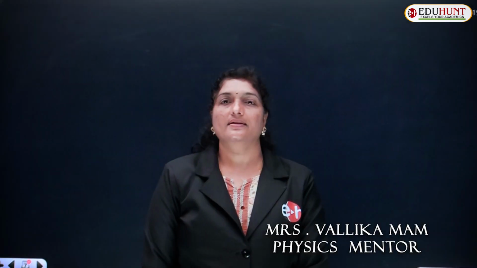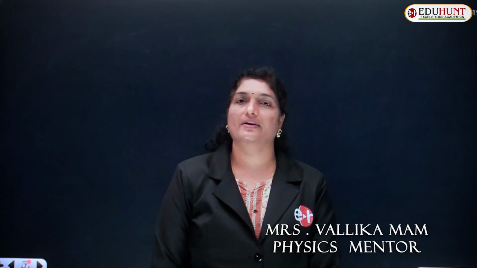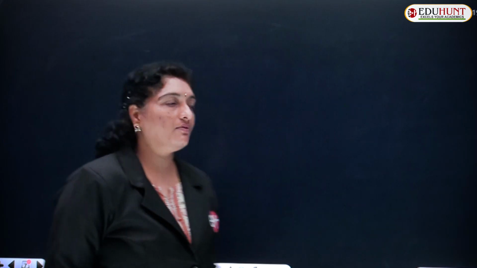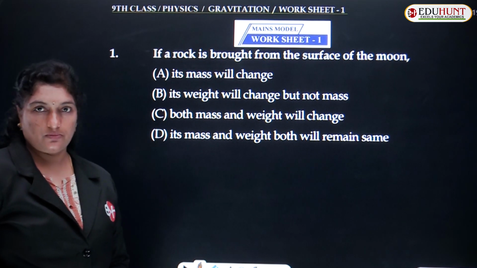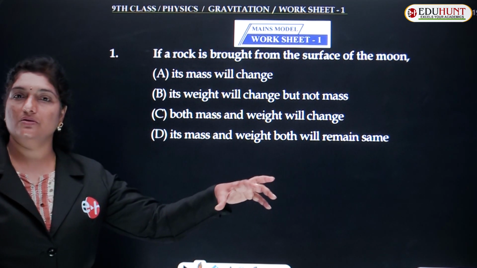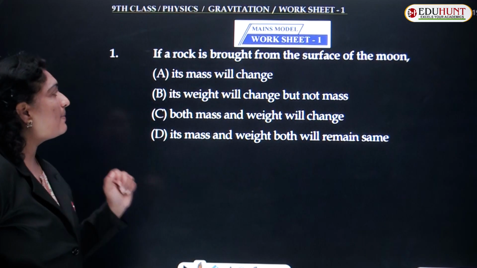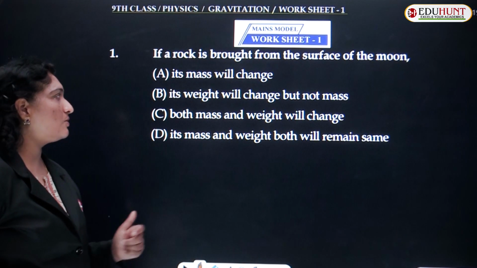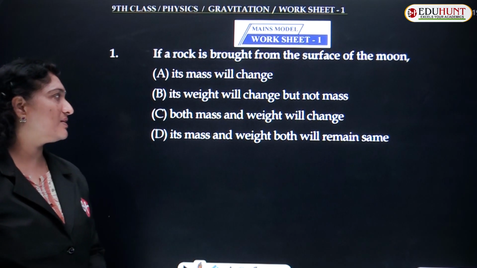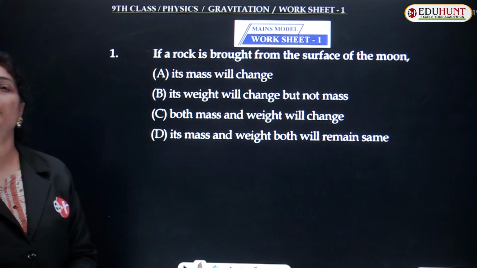So welcome back children. Let us now start with worksheet number 1 of the Gravitation chapter. Here we begin with the first question. If a rock is brought from the surface of the moon, so a rock which is located on the surface of the moon, will its mass change, will its weight change but not mass, will both mass and weight change, or will mass and weight both remain the same?